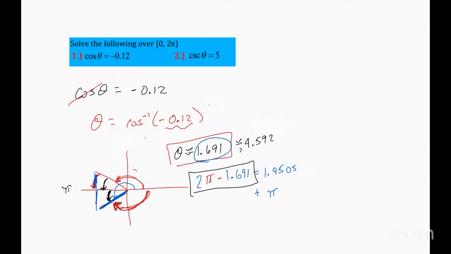So let's look at number two. The cosecant of theta equals 5. That means the sine of theta equals 1/5. I always like to turn them into sine if you can. So that means the sine inverse, let me change my color here.